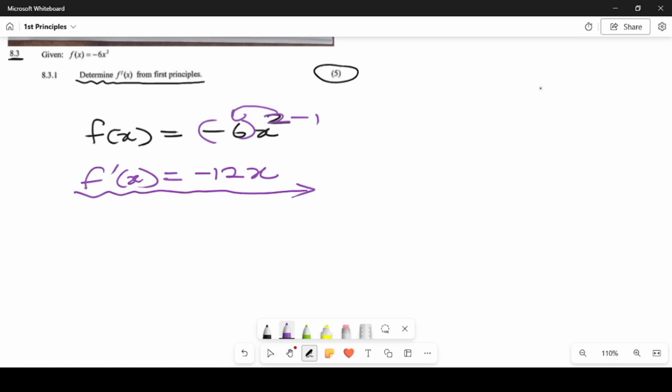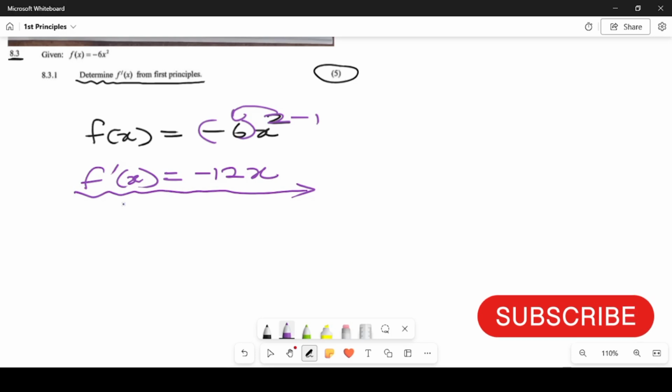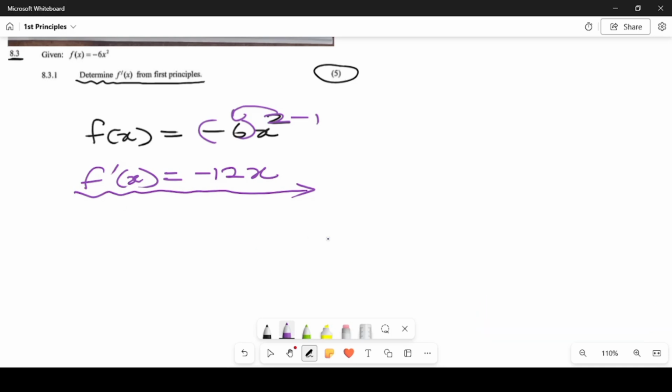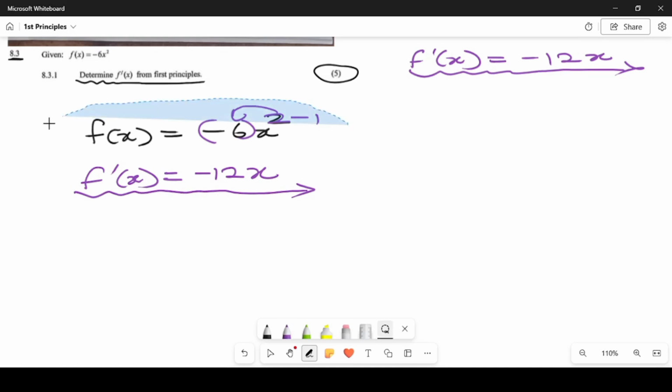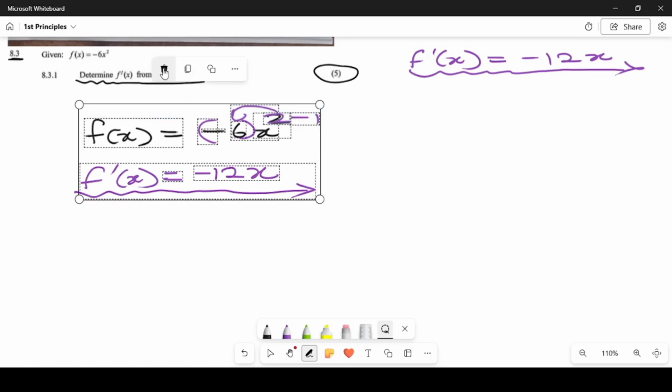So I'm going to write the answer somewhere, so you can use this as your guide. When you are done using the first principles, you can use that to see if your answer is actually going to be this. Okay, so let me write it down here. f prime x is equal to 12x. I'm just going to leave this over here for now and erase the rest, because we are here to get the 5 marks, not to know how to get the 5 marks.